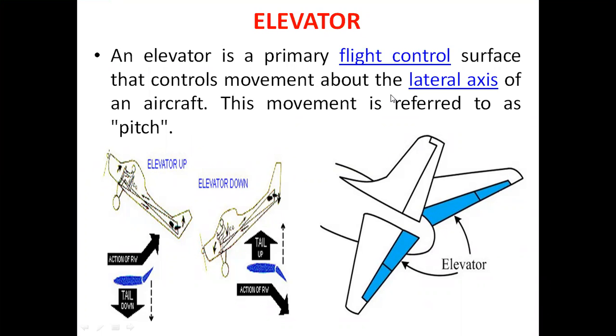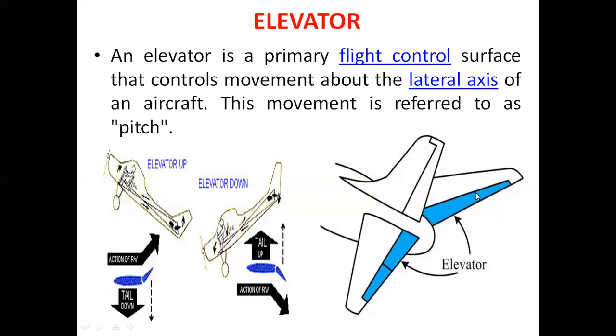Now we are coming to the elevator. An elevator is a primary flight control surface that controls movement about the lateral axis of an aircraft. This movement is also referred to as pitch. So either pitch up or pitch down, the aircraft will pitch up or pitch down from the center of gravity. Pitching moment is from the center of gravity of an aircraft.